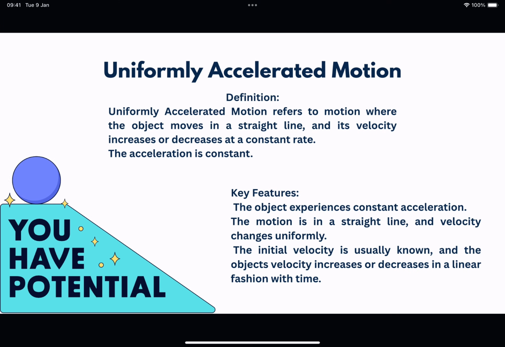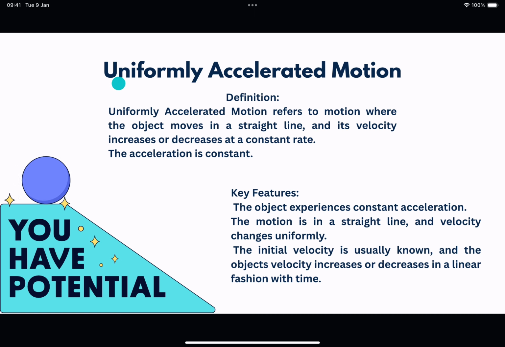Now, the key features which are important to remember for uniform accelerated motion. The very first thing is that the object experiences constant acceleration, which means that if acceleration is 2 meters per second squared, it remains 2 meters per second squared. But with that acceleration, the velocity is increasing. The motion is in a straight line and the velocity changes uniformly. The initial velocity is usually known and the object's velocity increases or decreases in a linear fashion with time. We will be discussing whether it is deceleration or acceleration, and according to that, the velocity will either increase or decrease.